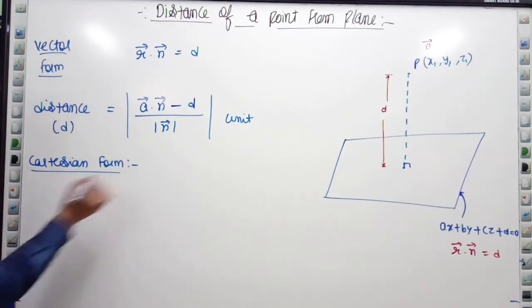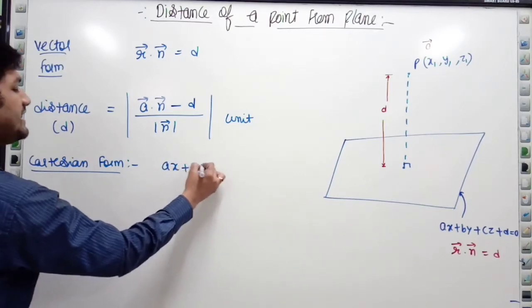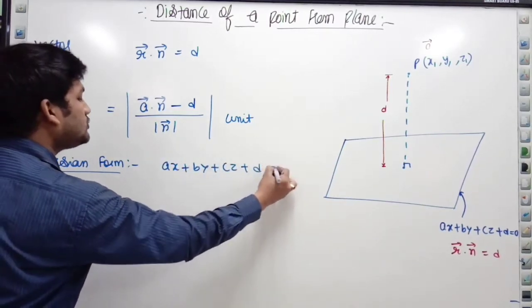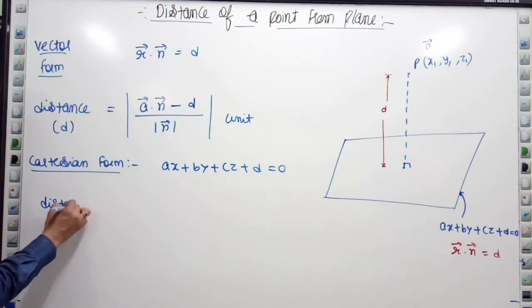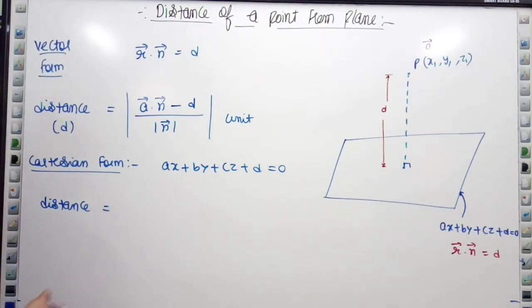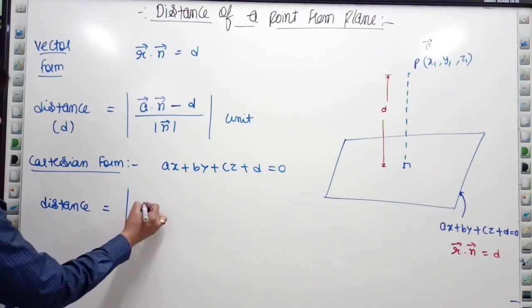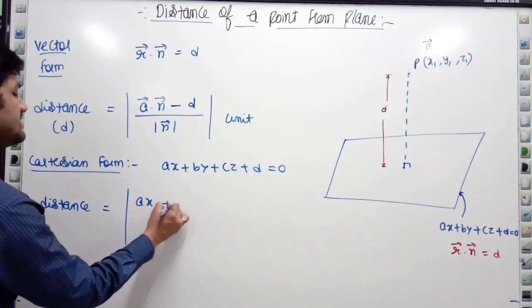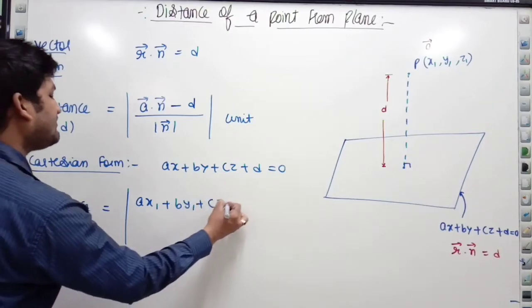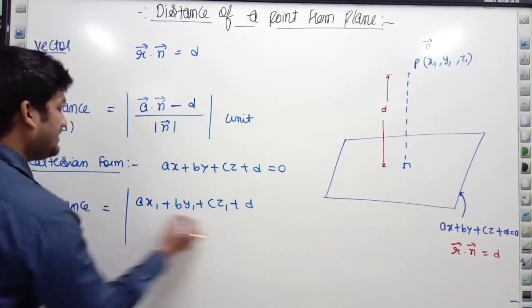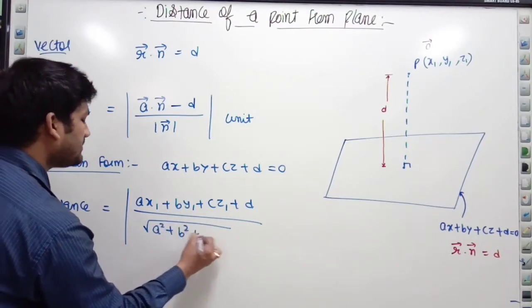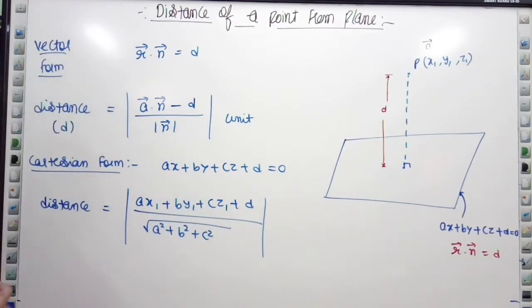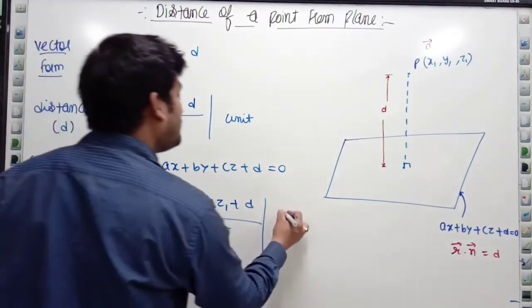When we talk about Cartesian form, it is ax plus by plus cz plus d equal to 0. This is the equation of plane. Now distance, right? This distance means distance from a point: ax1 plus by1 plus cz1 plus d upon under root a square plus b square plus c square. Unit.